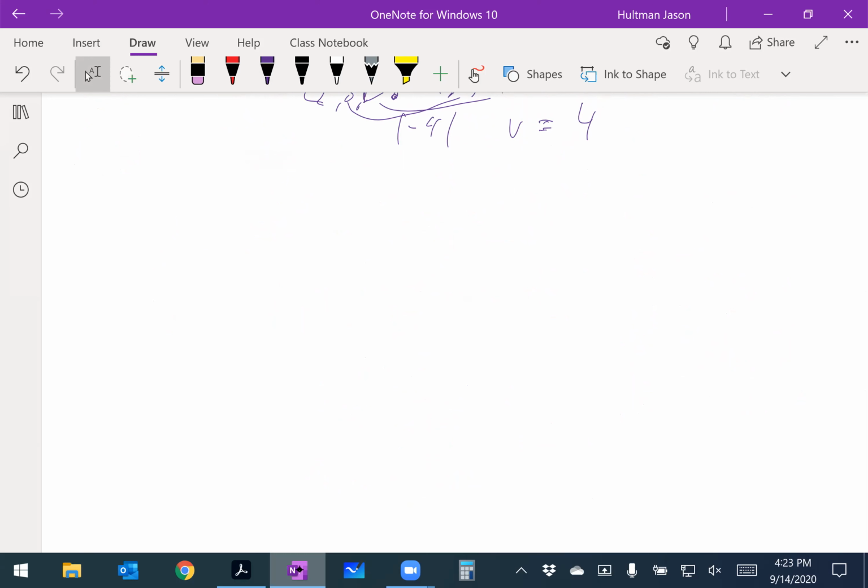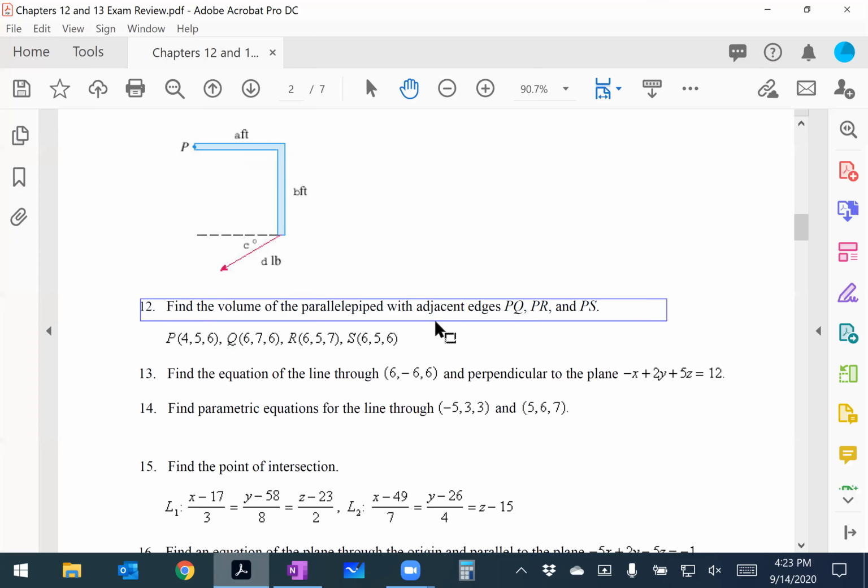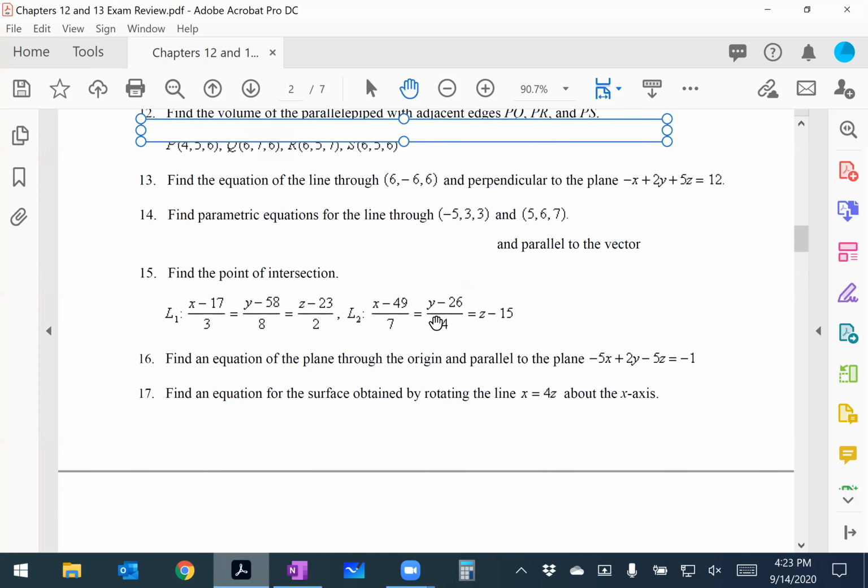It's number 15 on chapter 12. Okay, number 15. Number 15 says find the point of intersection of these lines. We have line 1 and line 2. We want to find the point of intersection.